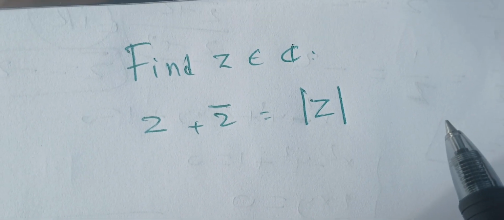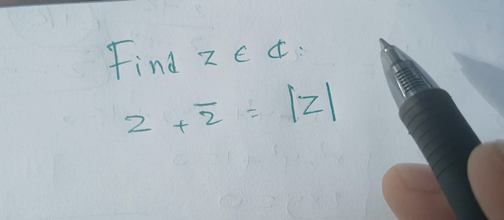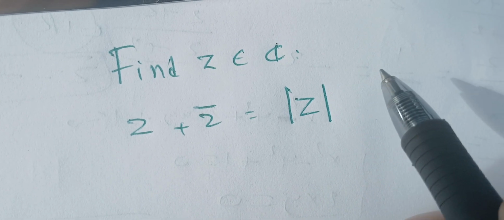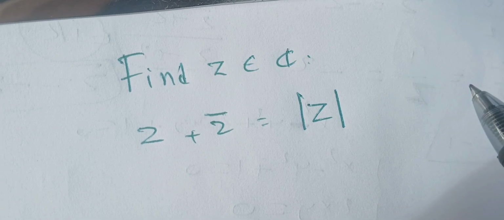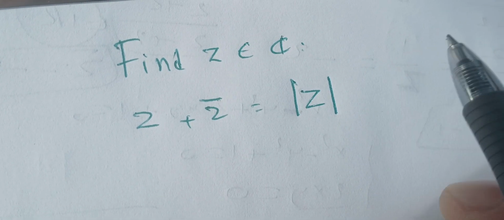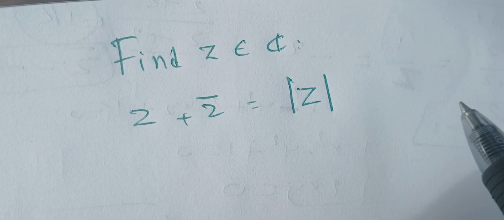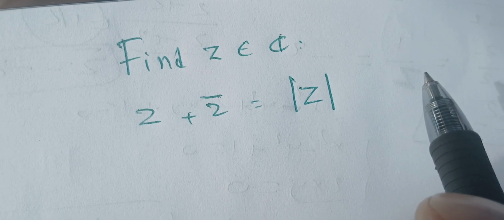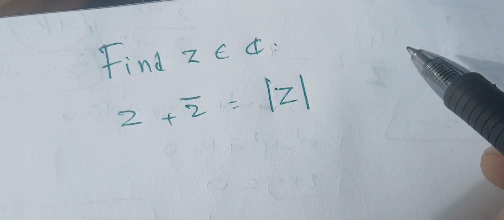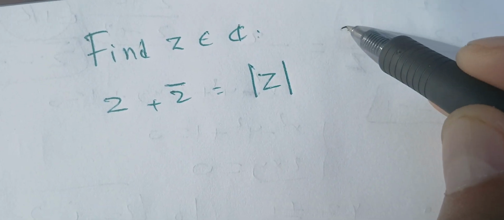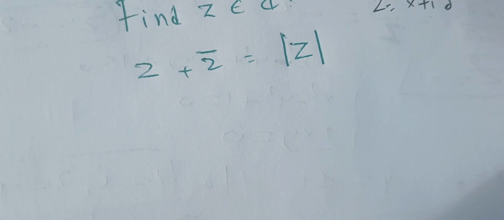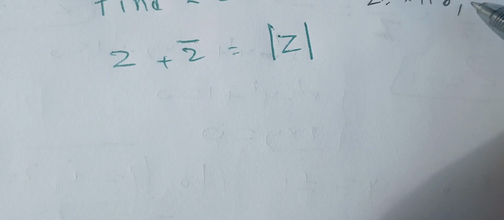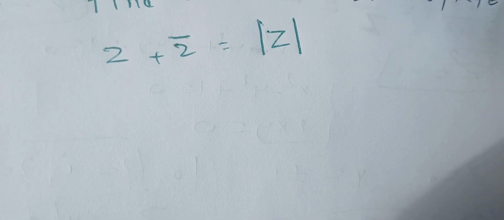Now we're going to try to find z in C, the set of complex numbers, such that z plus z bar is equal to the norm of z. Here we need to remind ourselves of the following. The complex number z can be written as x plus iy with x and y in R.